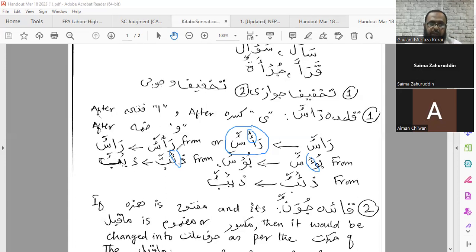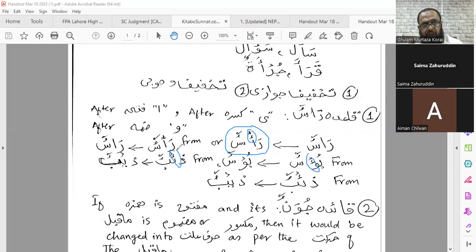This qaida is known as qaidatun rasun. I repeat, if there is hamza in any kalima and it is sakin, first of all, what is the condition? Hamza should be in any kalima. Number two, it is sakin, and its ma qabl is mutaharrik. Three conditions.